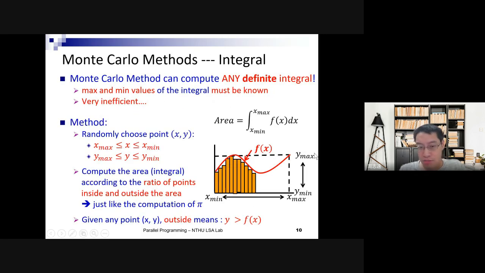Of course, there are other, more efficient Monte Carlo methods that exist to compute the integral value. But it's not the point of this course, so we will not introduce those methods. Okay, all right.